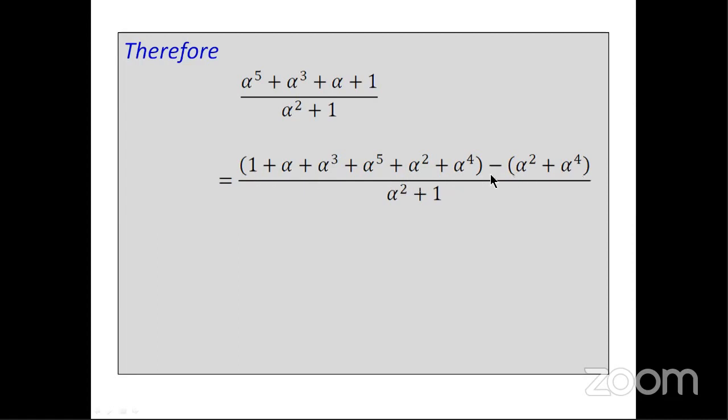When we add this, the first bracket, what you are seeing, is a sum of the nth roots of unity, children, which is 0. So you have minus alpha square plus alpha power 4 in the numerator, from which we are taking minus alpha square common, then you will get alpha square plus 1 in the numerator by alpha square plus 1. So we can cancel these two and you will be left with minus alpha square.